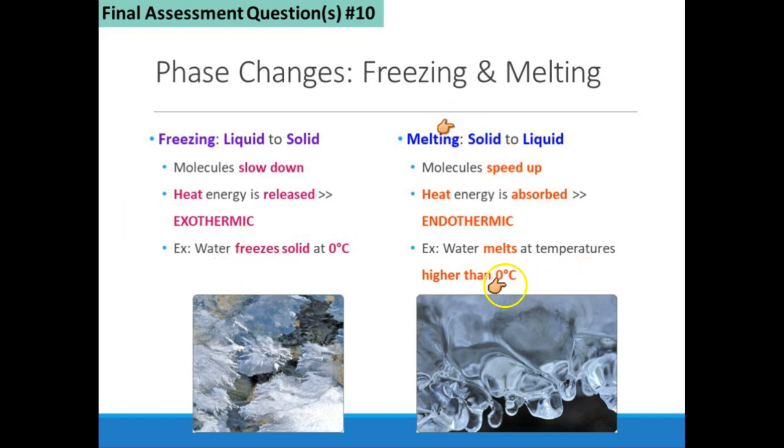Melting, on the other hand, is going to be the opposite process, a solid to a liquid, like ice to liquid water. In this case, we're speeding up the molecules, which means those molecules are absorbing energy.